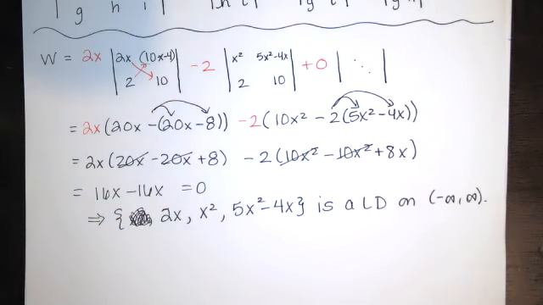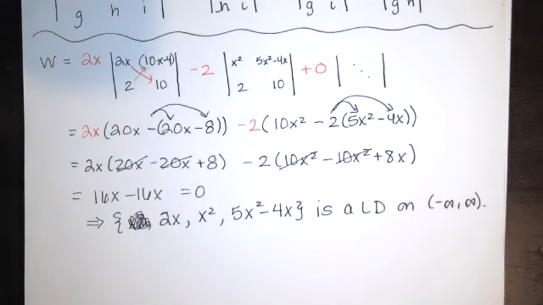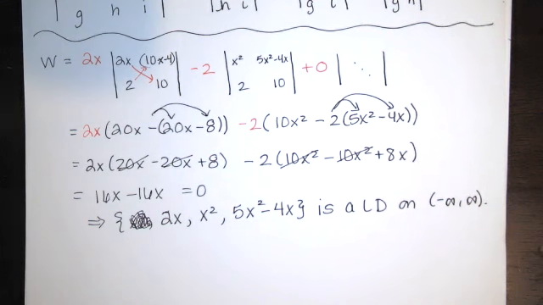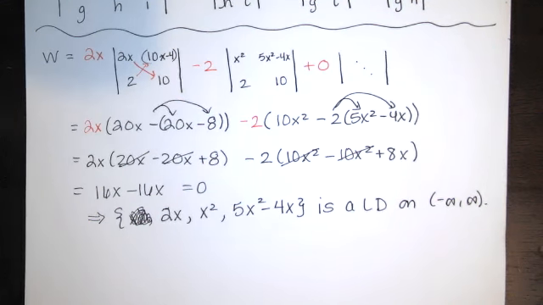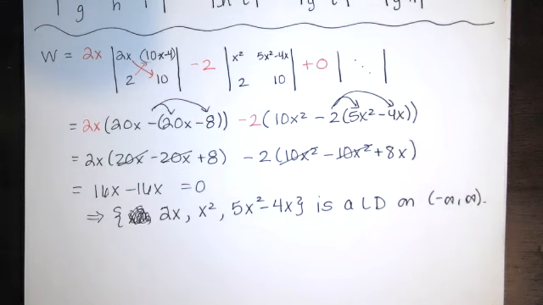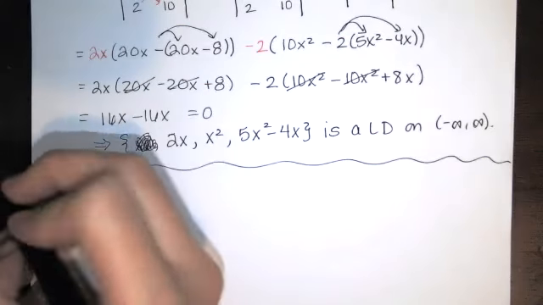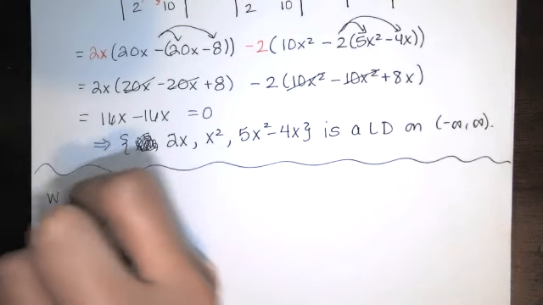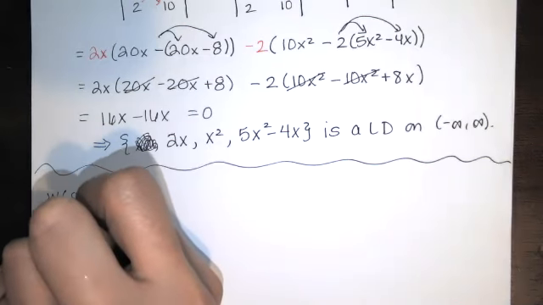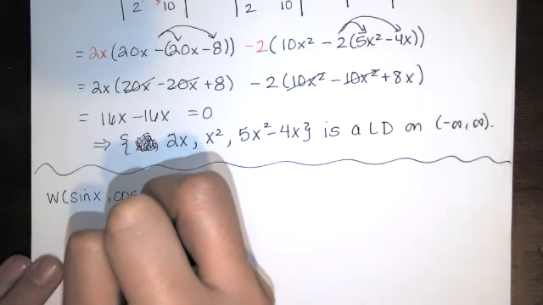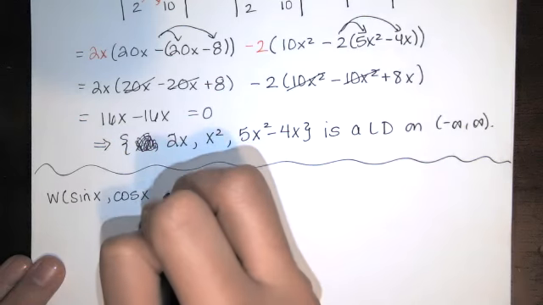If you get something that is non-zero here, that means that set is linearly independent on the entire real line, or the entire interval where those functions are well defined. So that is how we compute the Wronskian. Let's just do one more. Let's compute the Wronskian of sine of x, cosine of x, and 1.